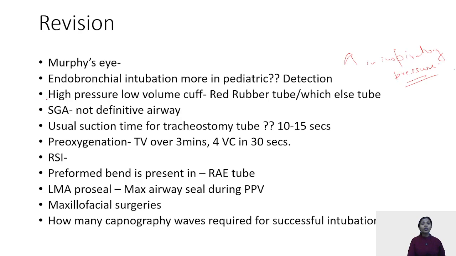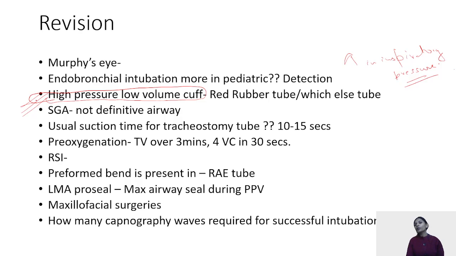High pressure, low volume cuff. Generally, we have low volume, high pressure cuffs, and low pressure, high volume cuffs, but in certain tubes like red rubber tube and specifically in laser tubes, you have a high pressure, low volume cuff in order to have the best seal. Supraglottic devices are not definitive airway.